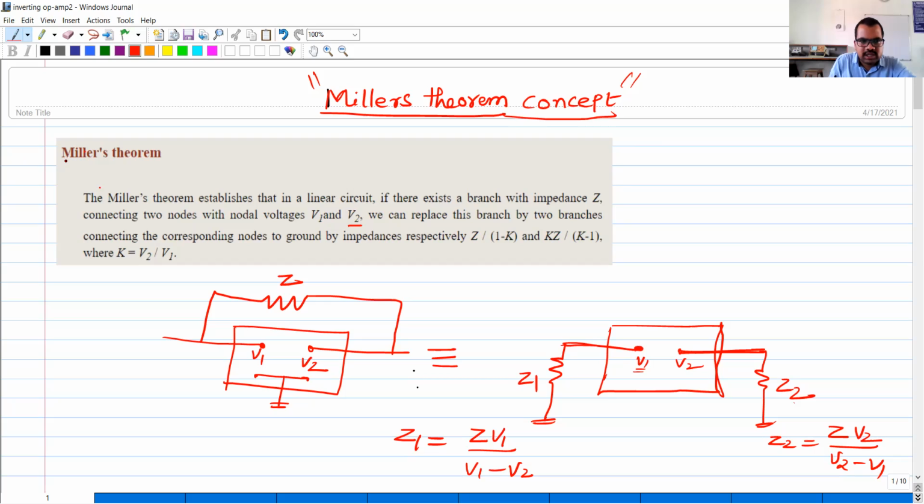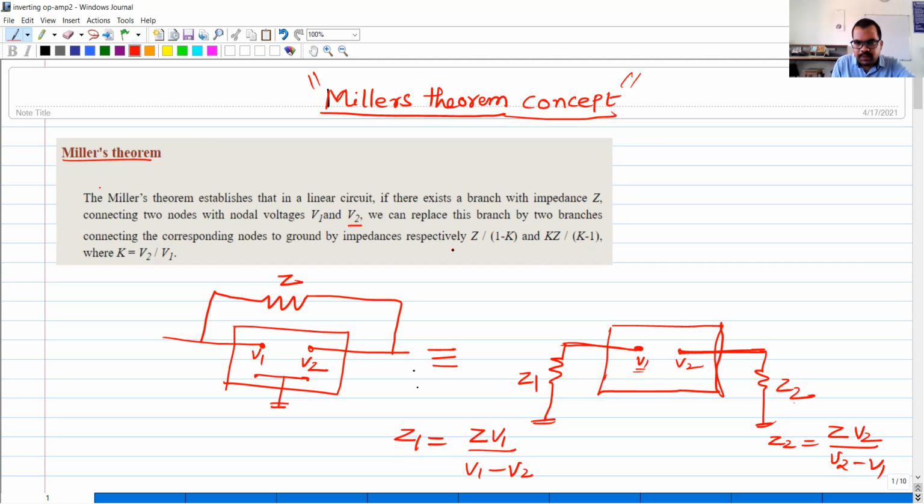Miller's theorem establishes that in a linear circuit, if there exists a branch with impedance Z connecting two nodes with nodal voltages V1 and V2, we can replace this branch by two branches connecting the corresponding nodes to ground by impedances Z1 as well as Z2 respectively.